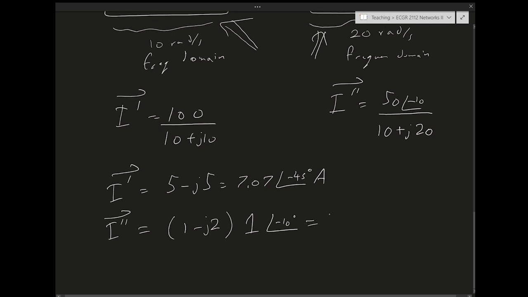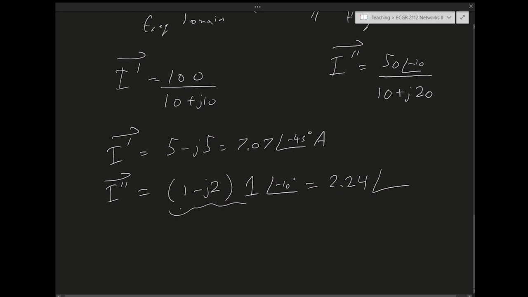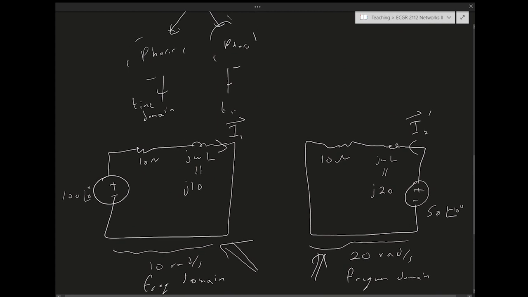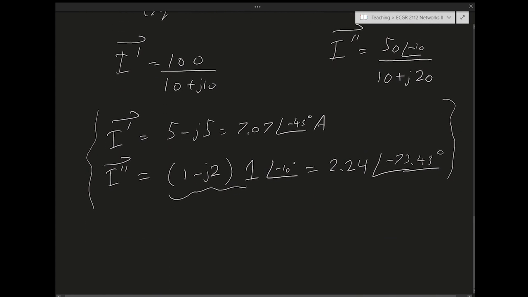So the whole thing equals 2.24, that's the magnitude, right? And then the angle of this minus 10 degrees is going to be minus 73.43 degrees. Okay, so this is the phasor representation of I1, I prime, and I double prime. Proposition says I should be able to add them together to get the total current. But then we said we cannot do that because they are in different frequency domains. So what we have to do is go back to the time domain first. Then we can add them together.